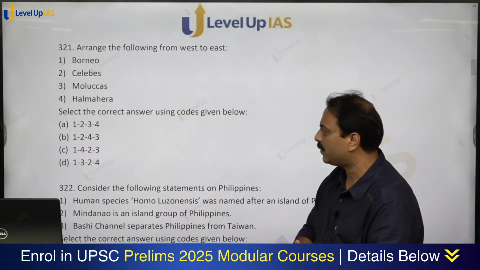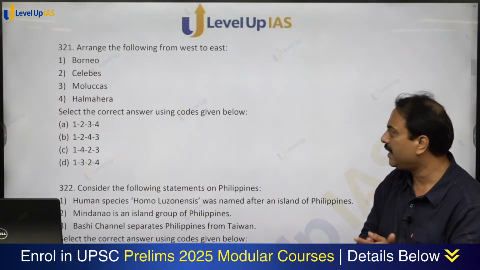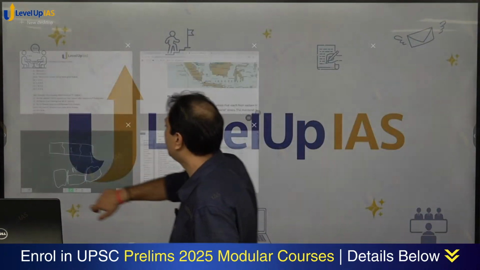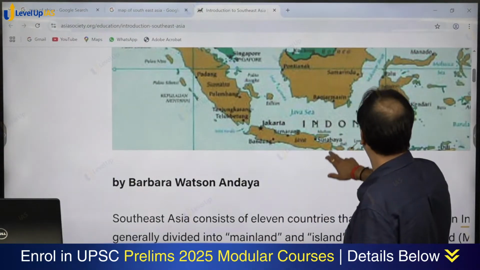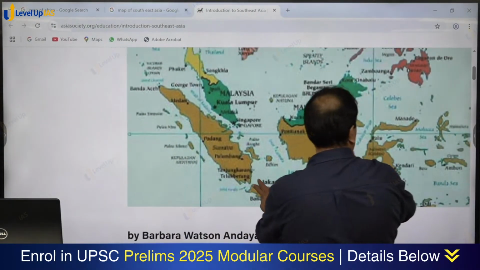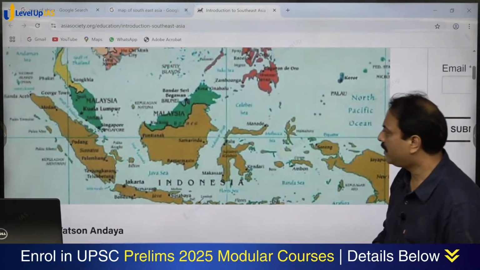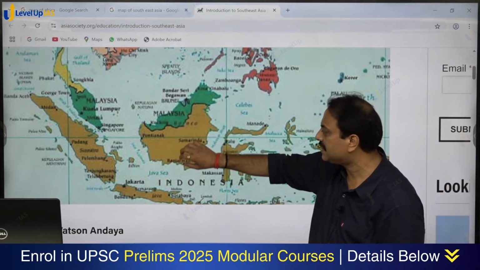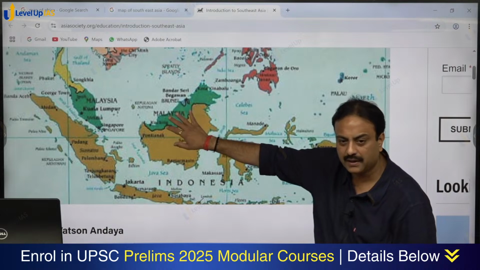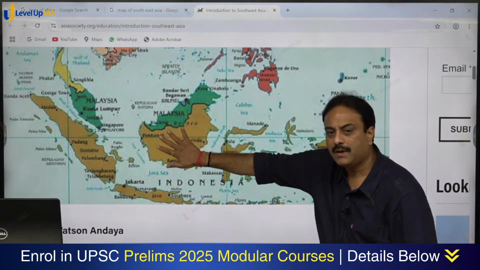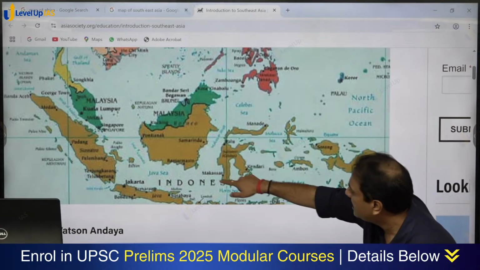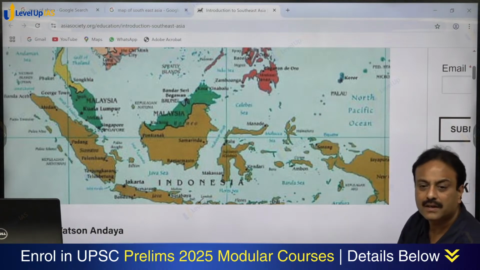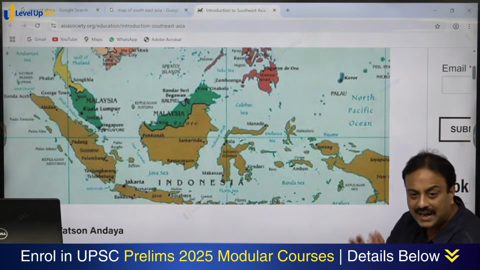Arrange the following from west to east. Same region, question again. Borneo, Celebes, Moluccas, Halmahera. See over here, this is Borneo, the largest island of this region, having three countries: Indonesia, Malaysia, Brunei. This is Borneo. Further east of that you have Celebes. Further east of that, Moluccas. Further east, Halmahera. Island groups.